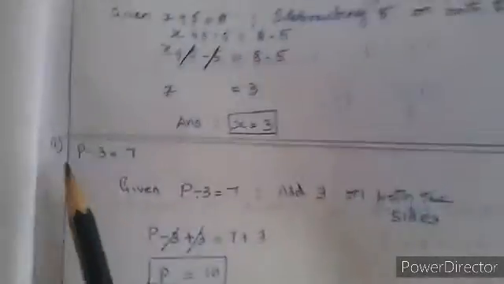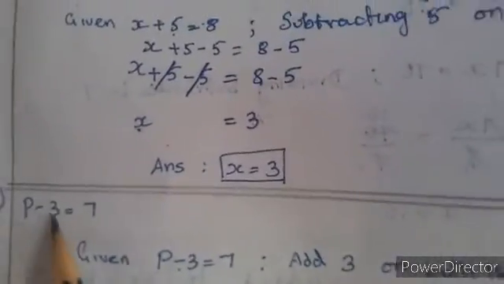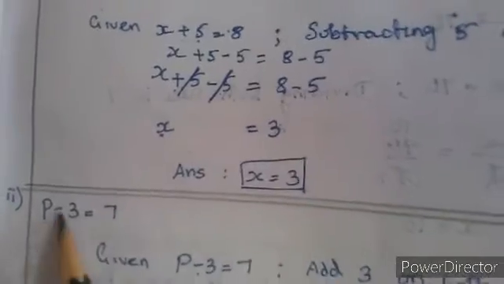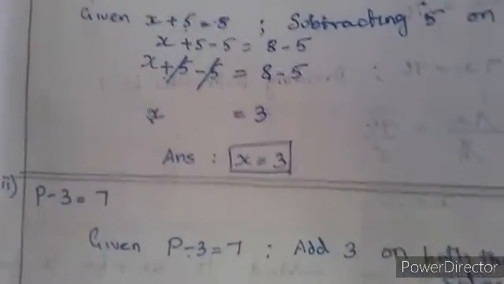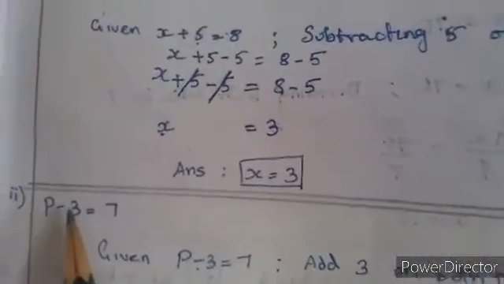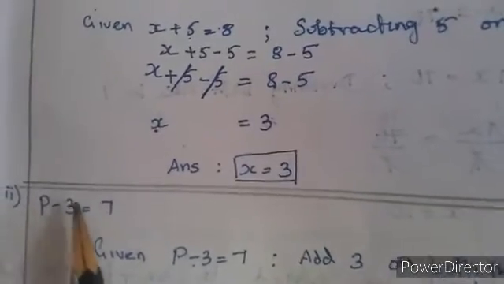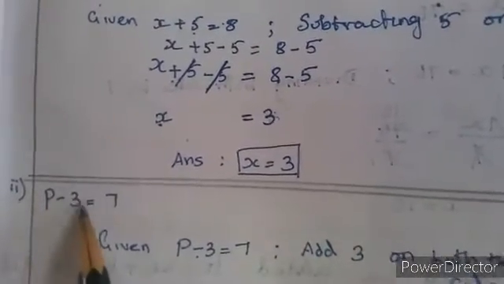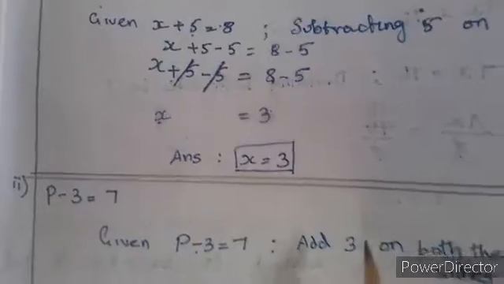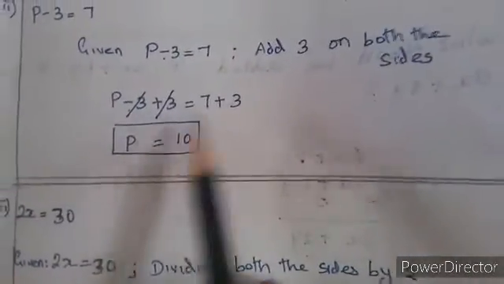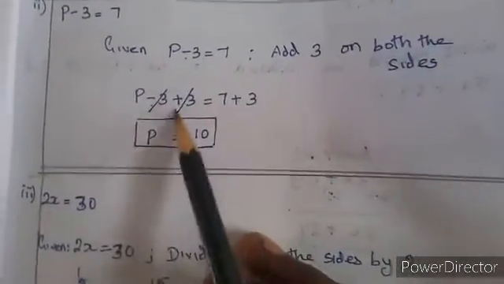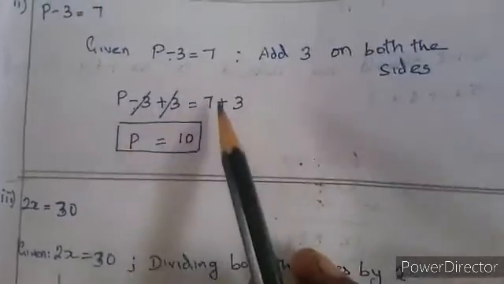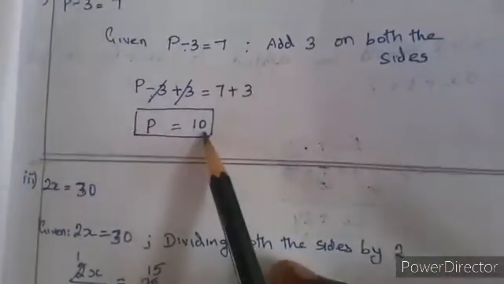In the next question they have given p minus 3 equal to 7. The coefficient given there is minus 3. So what we have to do? We have to equate on both sides by adding 3 on both sides. Now plus 3 minus 3 cancel, and 7 plus 3 equal to 10.